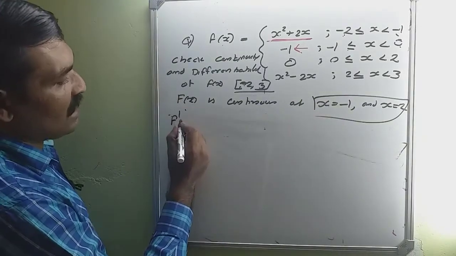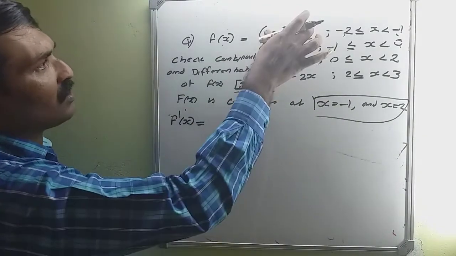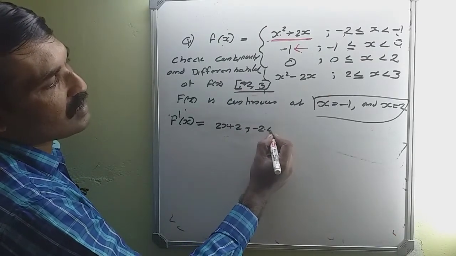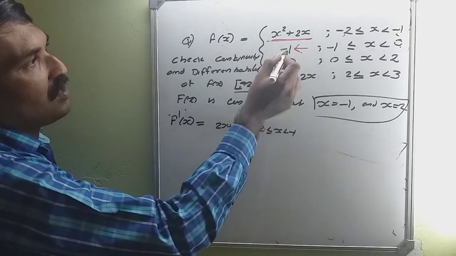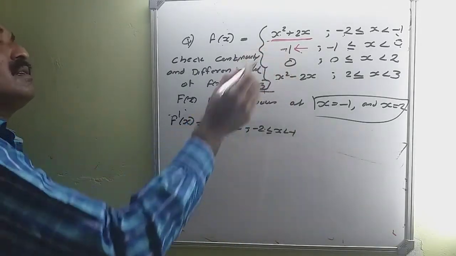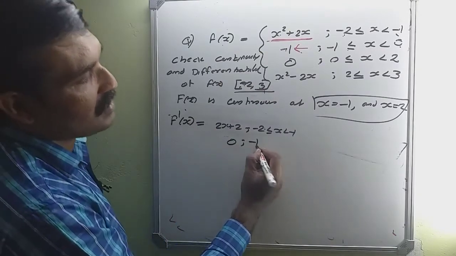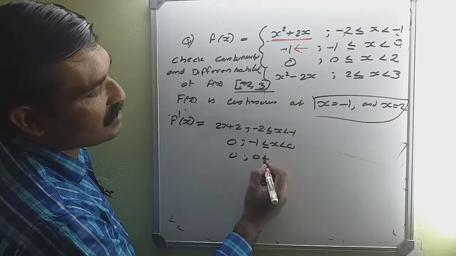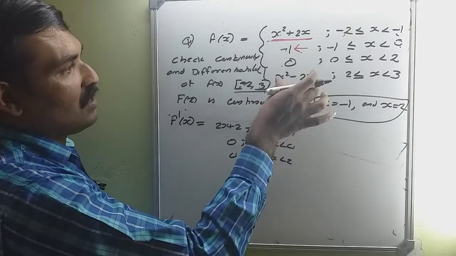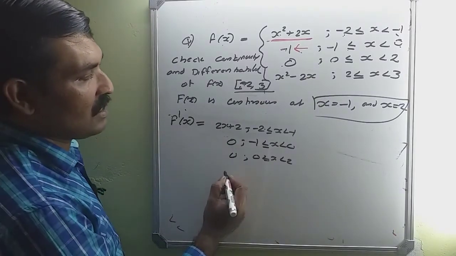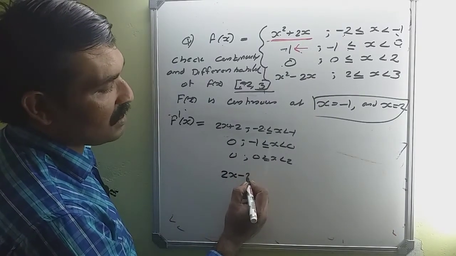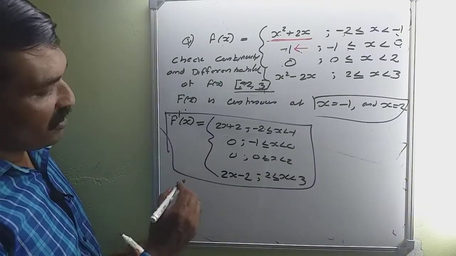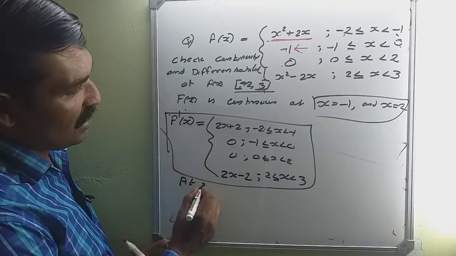Now f dash x is equal to 2x plus 2 for minus 2 less than or equal to x less than minus 1. The derivative of a constant is equal to 0. So this is equal to 0 for minus 1 less than or equal to x less than 0, and again 0 for 0 less than or equal to x less than 2. The derivative of x square minus 2x is equal to 2x minus 2 for 2 less than or equal to x less than 3.